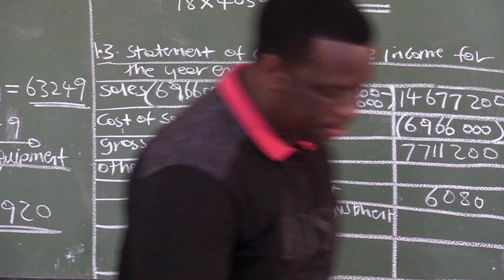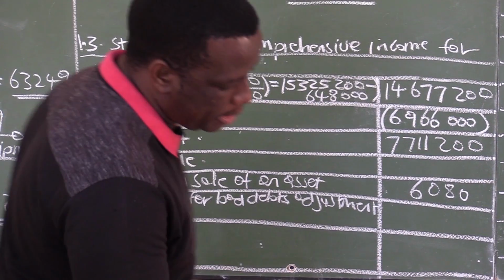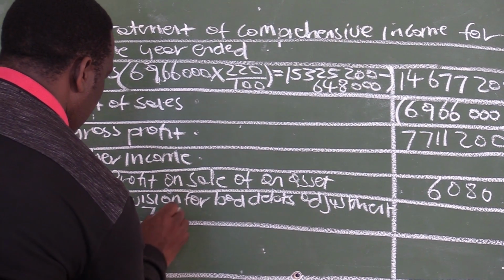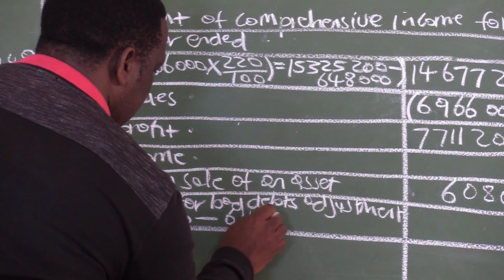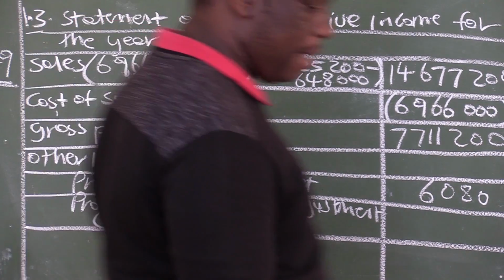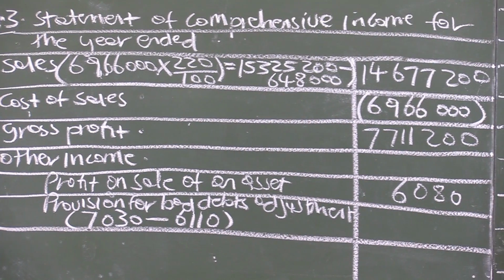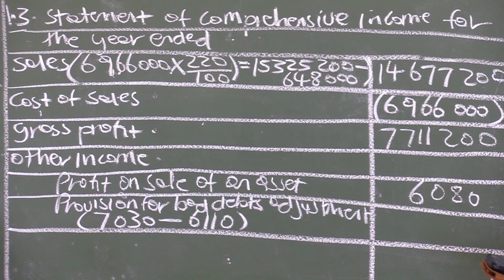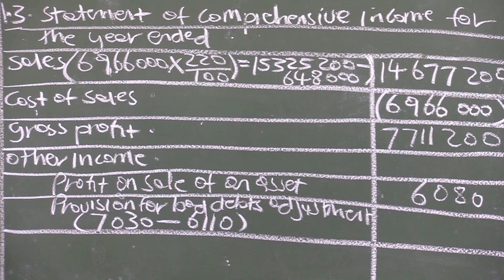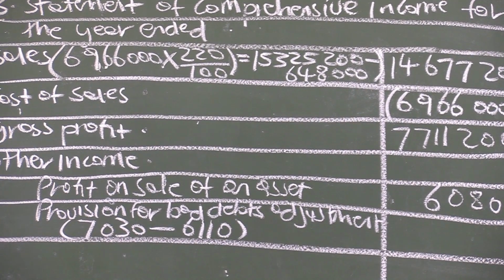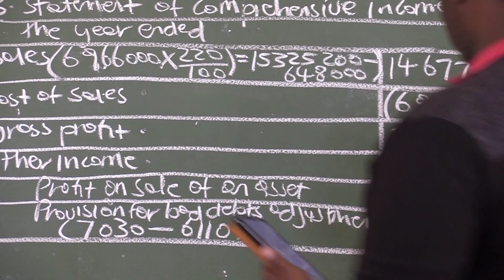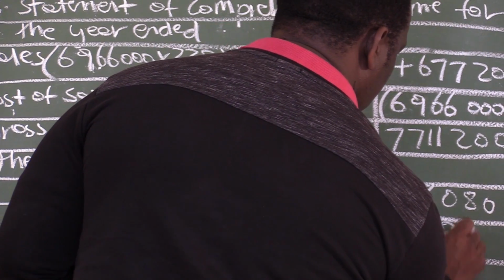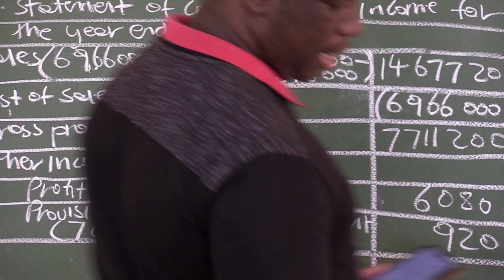Provision for bad debts adjustment, we are reducing it from 7,030 to 6,110, which becomes an income to us. Decreasing provision for bad debts is an income, the adjustment is an income, but increasing the adjustment is an expense. 7,030 minus 6,110, that's 920.